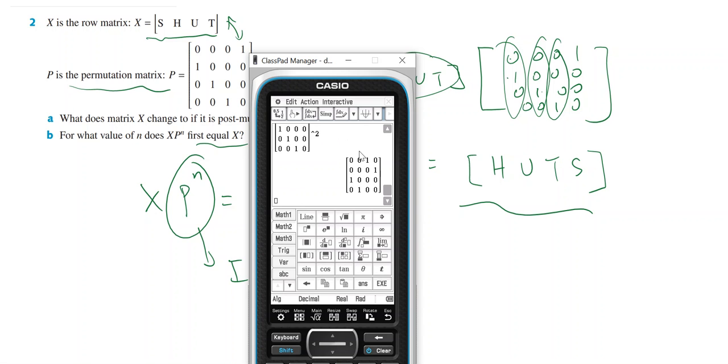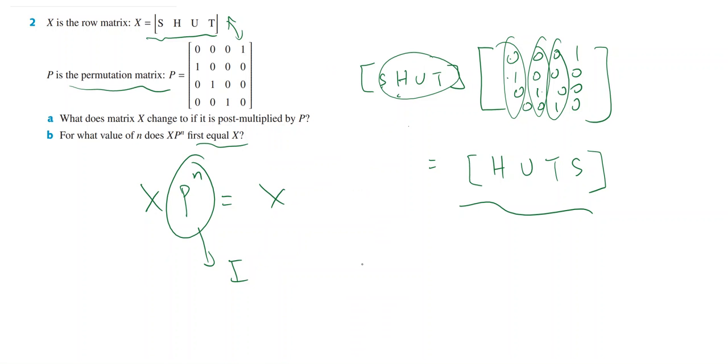No, that's not the identity matrix. Power 3. That's not the identity matrix. Power 4. Can you see power 4 works? Because if I multiply that by itself 4 times, then we're going to get the identity. So your answer to part B would be n equals 4. So hopefully that helps.